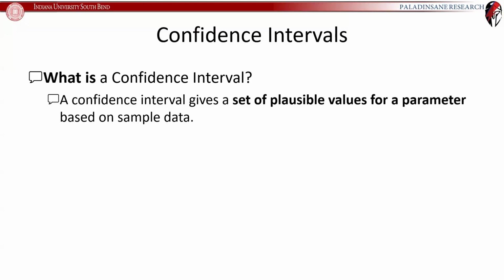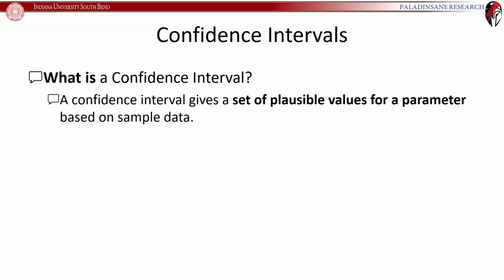It's a range of values for estimating a particular parameter, something about the population, something that we do not know because we don't have access to what the population actually is. And then I didn't bold this, but the second part that is very important for this is that it is based on sample data.